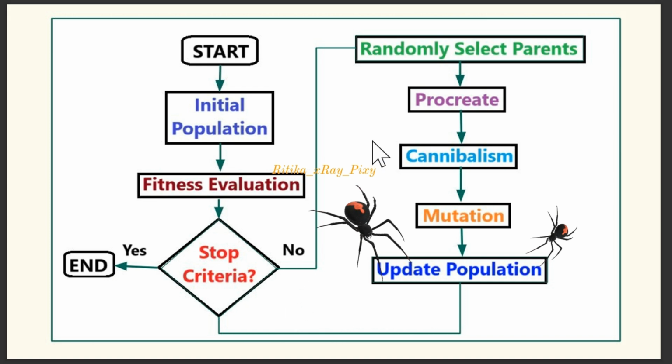So here first we initialize the population for the black widow spider. Then based on their procreating rate, we will calculate the number of reproductions. Then we will select the best solutions in the population, then save them in population 1. After this, we will perform procreating and cannibalism. Then we have mutation, and after mutation we will update the population and return the best solution.